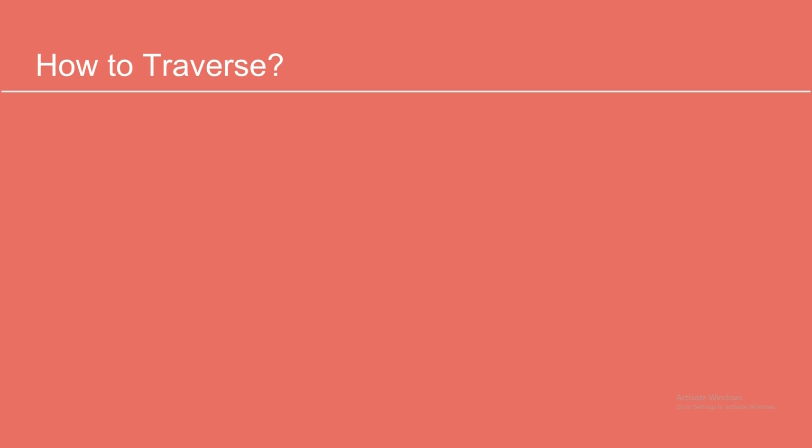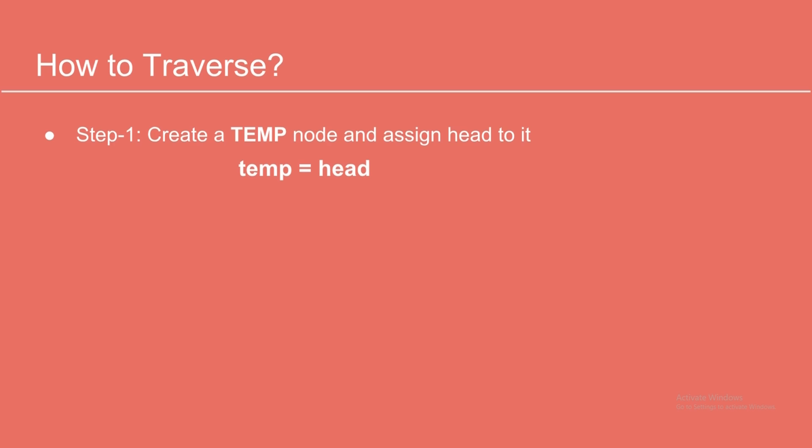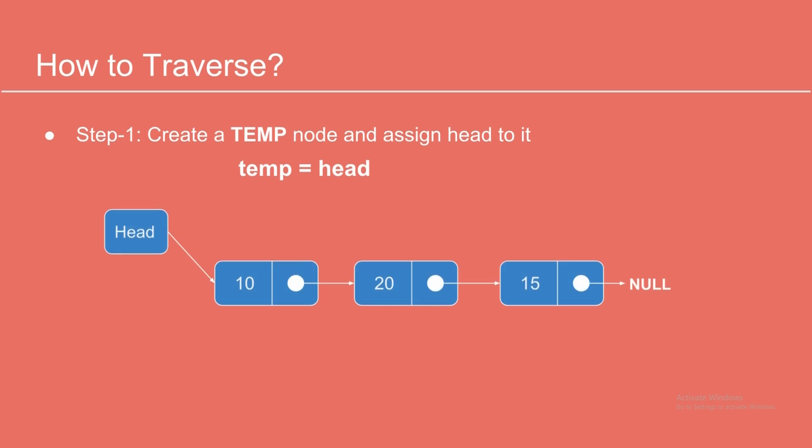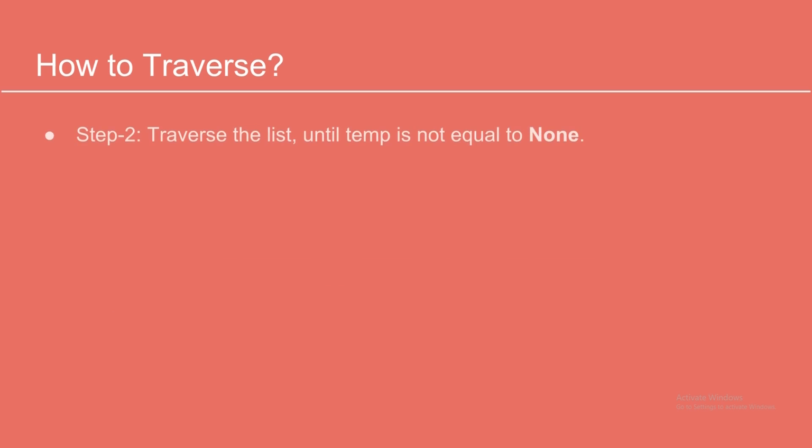Let's start with the traversal first. The first step is to create a temporary node and assign head to it. Let's say we are given the following list. After performing the first step, both the head and the temporary node are referring to the first node, that is node 10. The next step is to traverse the list until the temporary node is not equal to none. So while temp is not equal to none, we will print the data and then move to the next node.